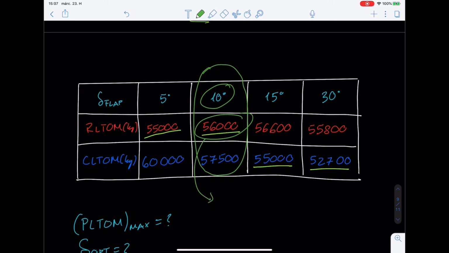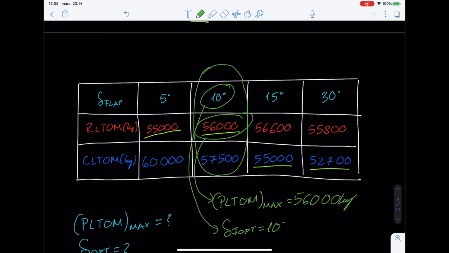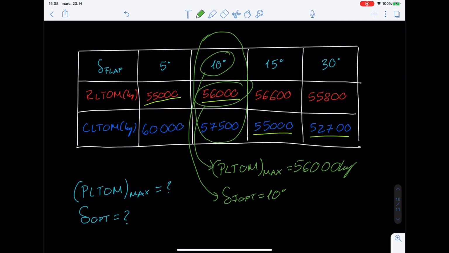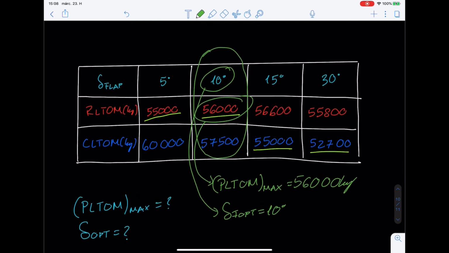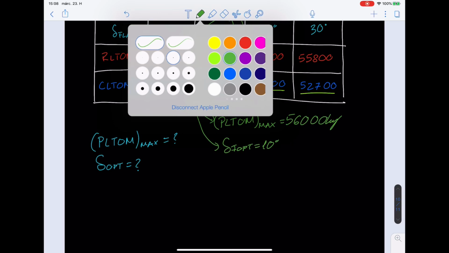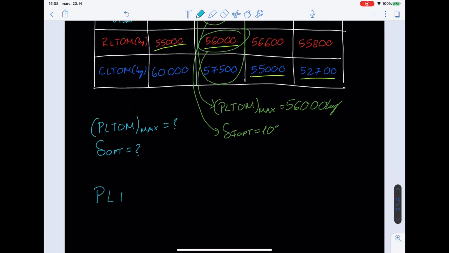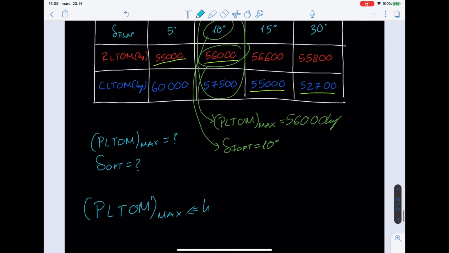Therefore, this 56 tons is going to be your maximum performance limited takeoff mass, and this is the final one actually. It's 56,000 kilograms, and the flap setting is going to be the optimum one because this is where the largest performance limited takeoff mass occurs. And you can remember it simply by saying that the maximum performance limited takeoff mass is going to be the highest of the lowest values.